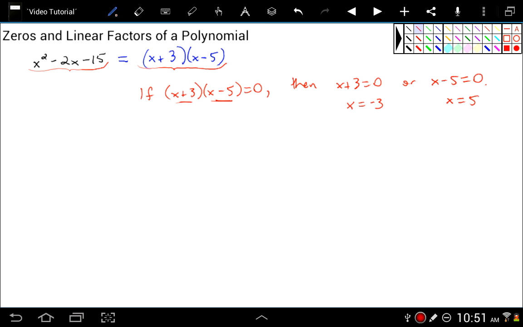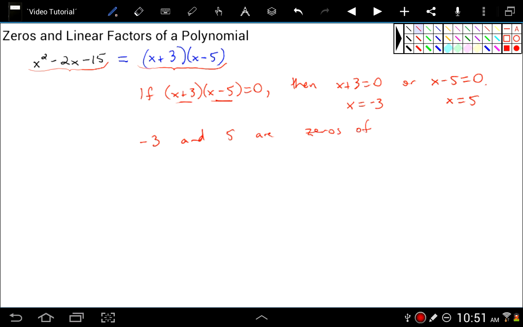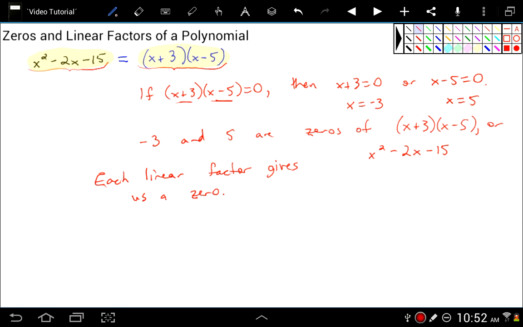What we're saying then is that -3 and 5 are zeros of x plus 3 times x minus 5. Or, that's the same thing as x squared minus 2x minus 15. Okay, so what's the point of all of this? Would you rather find the zeros of the polynomial when it's not factored, or when it is factored? Well, we like the factored form, because if it's factored, each linear factor gives us a 0. So if we know the linear factors, we know the zeros.